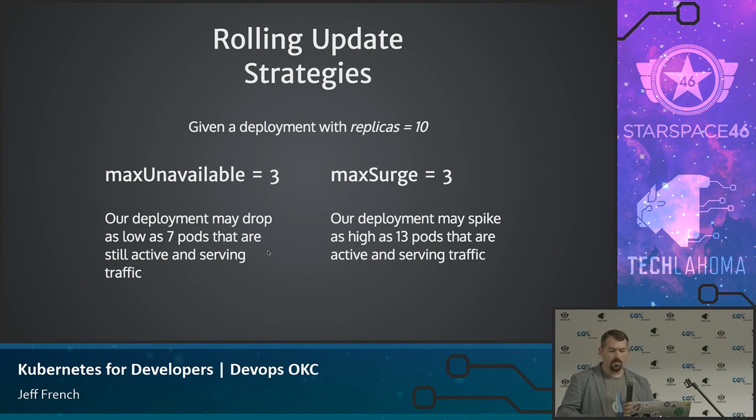Now, in the max surge scenario, we go the other way. It says, okay, you've asked for there to be 10 of these pods running, and I'm not going to take it any lower than that. Instead, because you've got a max surge of 3, I'll bring up 3 new pods. And when they're ready, I'll start swapping those in to your set of 10 and swapping out your other ones.